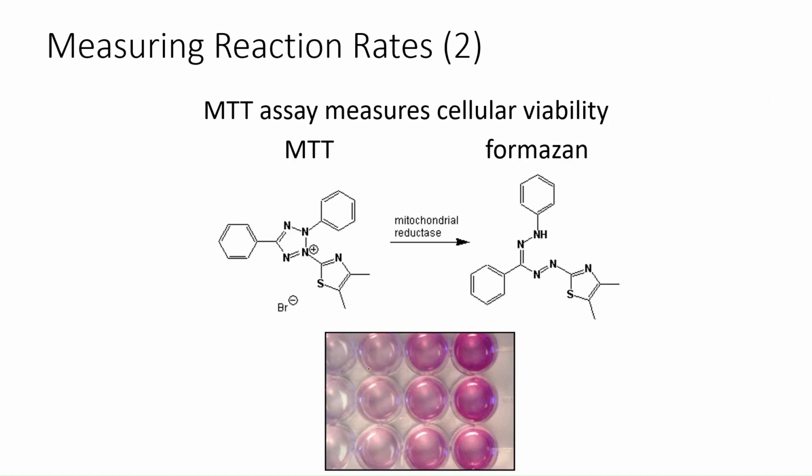Another way we can measure reaction rates is through an assay called the MTT assay, which is a measure of cellular viability. The MTT assay is a colorimetric assay that looks at the conversion of a compound called MTT into another compound called formazan. Formazan is highly colored, as you can see from this picture at the bottom of the slide. MTT gets converted into formazan through processing by an enzyme called mitochondrial reductase. So the more conversion of MTT to formazan is essentially a measurement of the metabolic activity of the cell. The more metabolic activity you have, the more color change you see during this MTT assay.